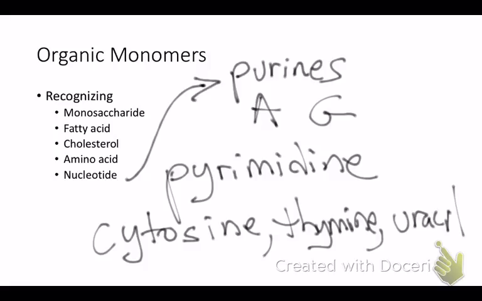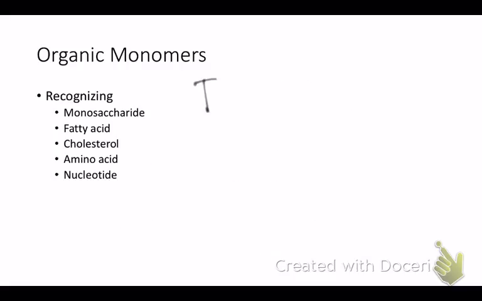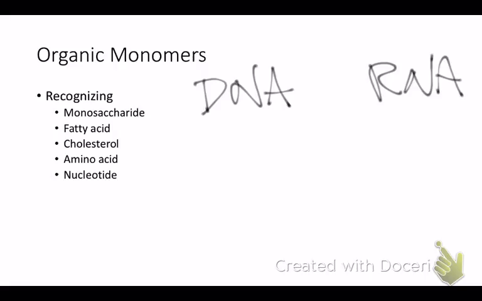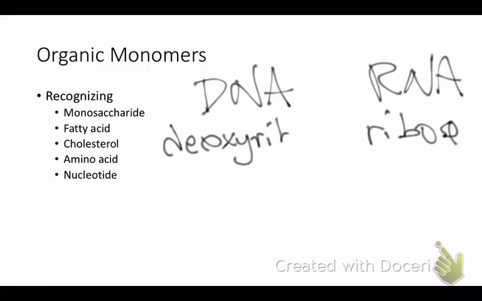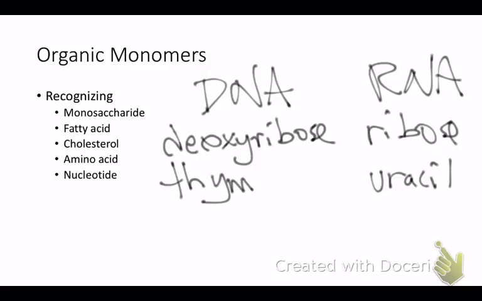There are 3 differences that I taught you between DNA and RNA. Can you name them? DNA has deoxyribose. RNA has ribose. DNA has thymine. RNA has uracil. And, it's the, I can't find the last one. I know it, I just can't find it.